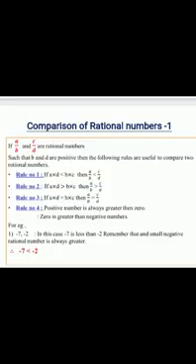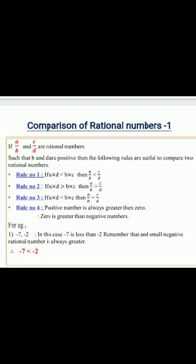Now we come to comparison of rational numbers. If a upon b and c upon d are rational numbers such that b and d are positive, then the following rules are useful to compare two rational numbers. Rule number 1. If a into d is less than b into c, then we can say a upon b is less than c upon d.